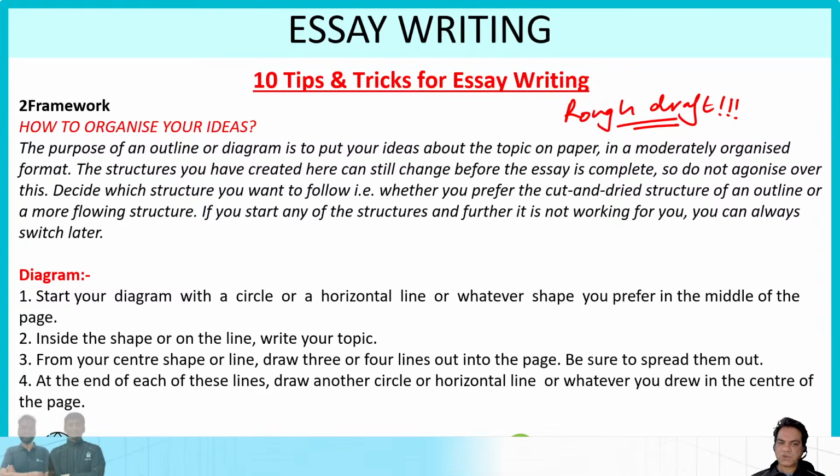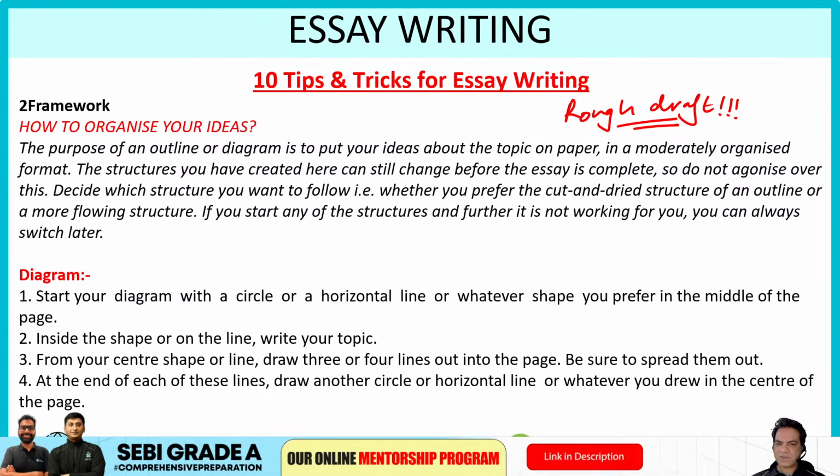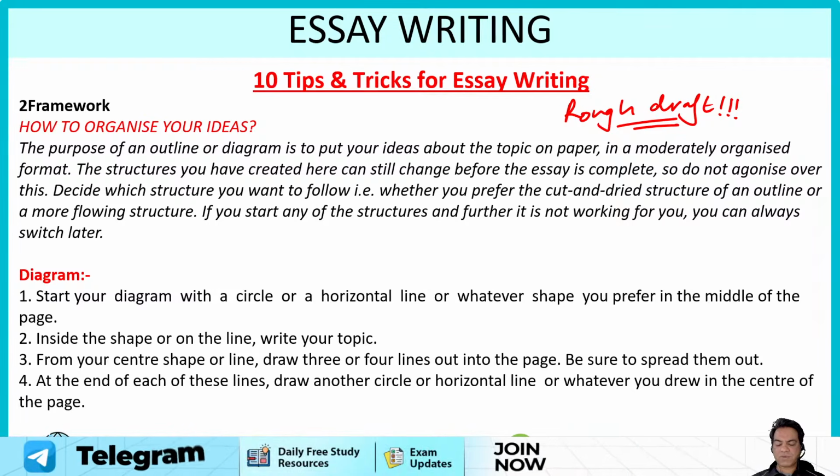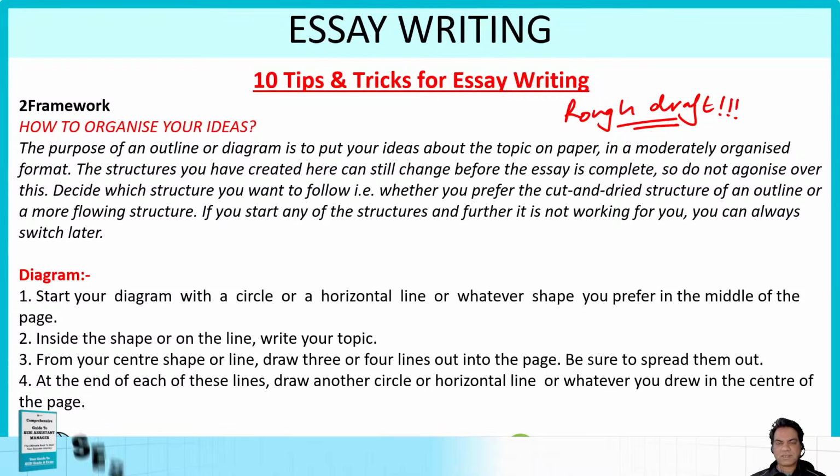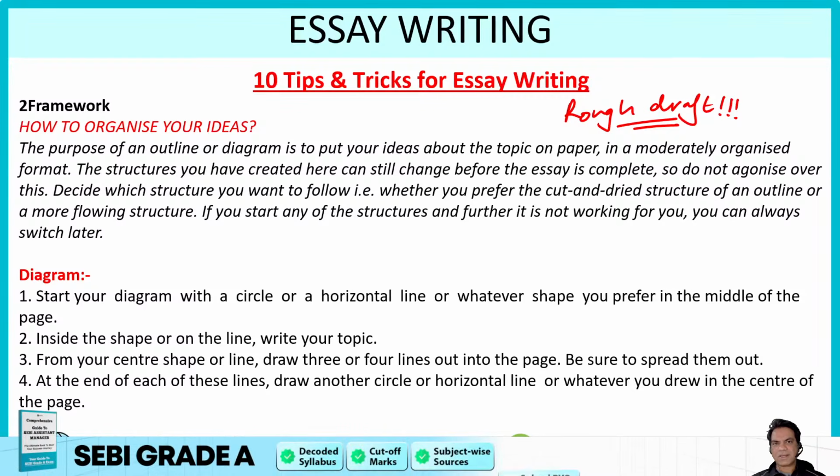Decide which structure you want to follow, which basically means whether you prefer the cut and dried structure, which I have provided you, ICEP CSC structure, guys. ICEP CSC is introduction, then social factor, then economic angle, then political angle, then what are the benefits and challenges, what are the solutions, and then you give your conclusion. So I call it ICEP CSC structure, which is cut and dried method.